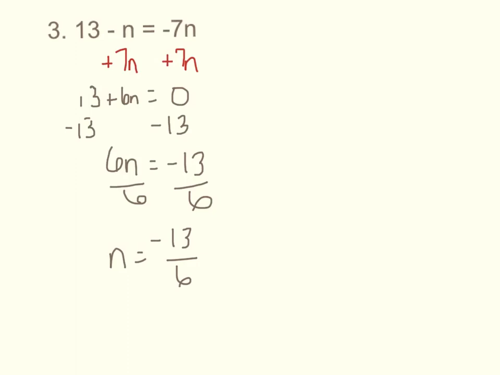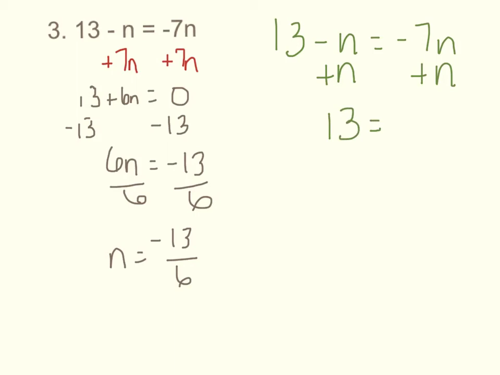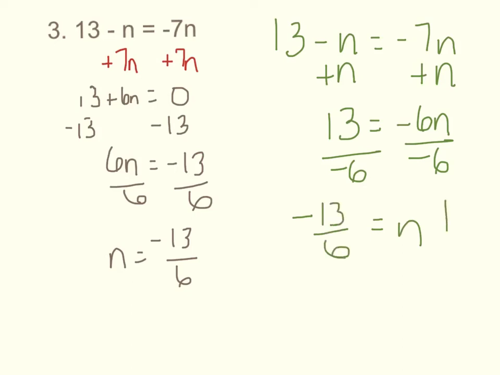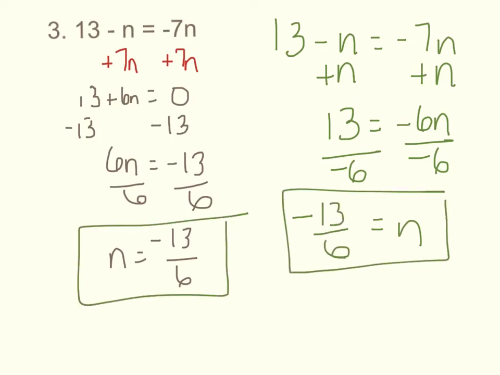The second way you can do this problem, I'll do that in green, is when I look at this, here's what I see. I see a number. I see a letter. I see a letter. If the number is here, I have no other numbers I have to move over to combine with it. So if the number is on the left, then I'm going to move my letters to the right. So I'm going to add 1n. That gives me 13 equals negative 7n plus 1n, which is negative 6n. Divide by negative 6. My answer is negative 13/6 equals n. No matter which way you do this, you get the same answer.